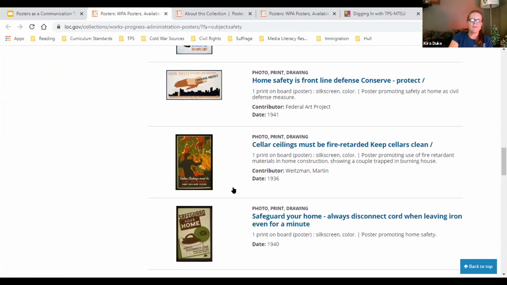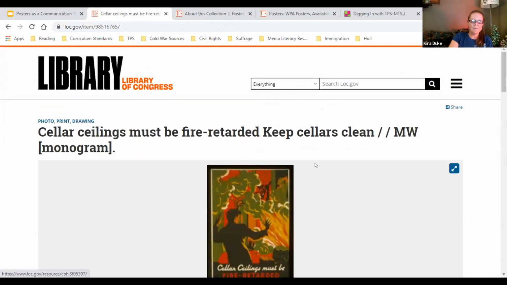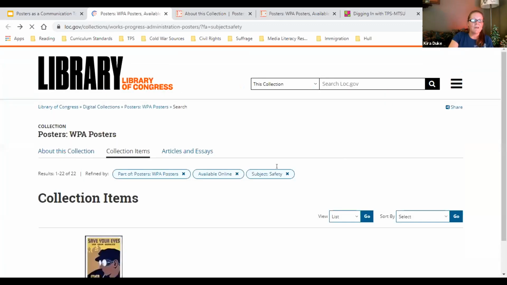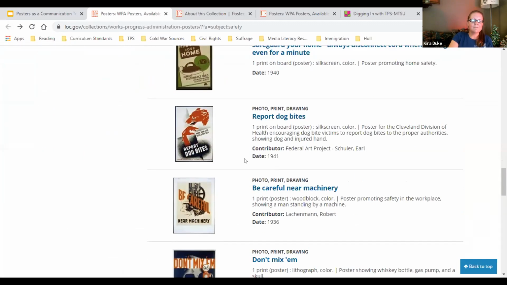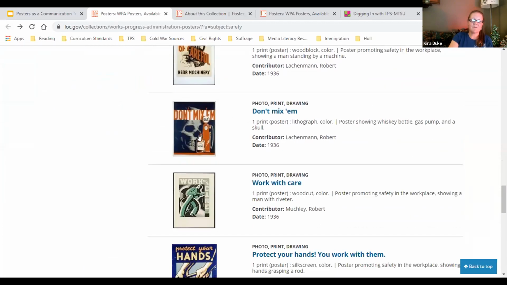A couple here that I really like, again, it's a mix of imagery and text. There's this one about fire prevention. That's a really interesting poster, so I think it would be a good one for students to look at. And then there's one for dog bites here. There's this very stark one that is about not mixing alcohol and driving.